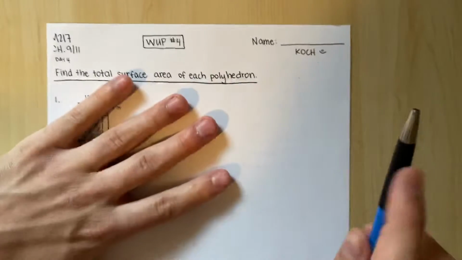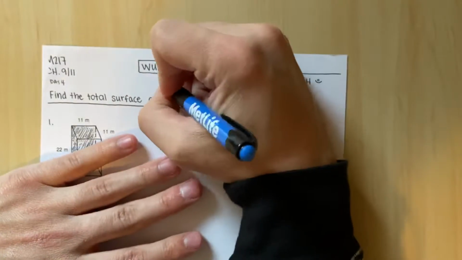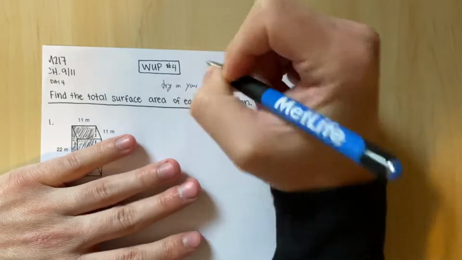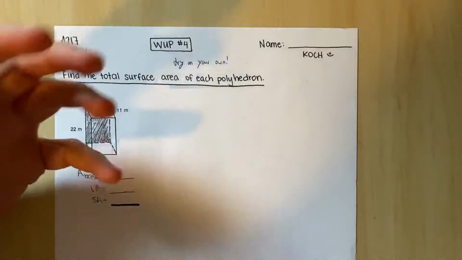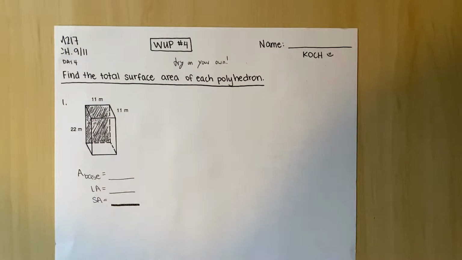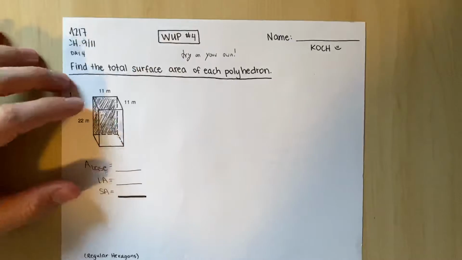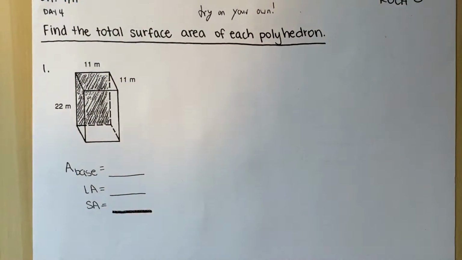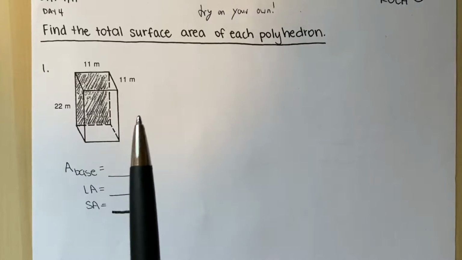So, warm up. Remember, try your own, and if you need help, you can watch us. But this is really just going over the same ideas that we've been talking about the last couple days. All right, so let's do this. Okay, so find the total surface area of each polyhedron.